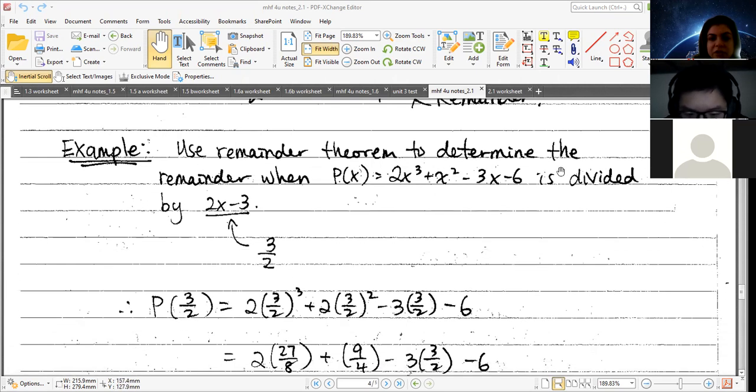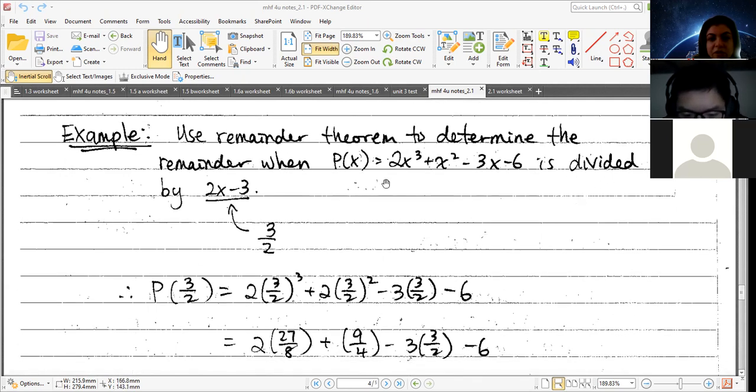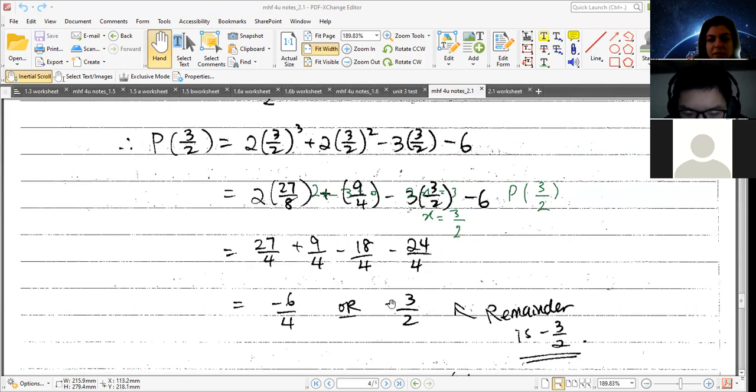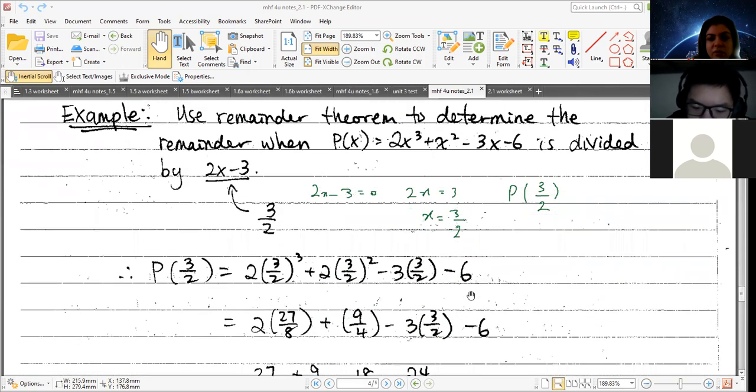Here's another example. Use the remainder theorem to determine the remainder when this one is divided by 2x minus 3. First, we have 2x minus 3. We need to find the zero of that. So 2x equals 3, x equals 3 over 2. And I need to find p of 3 over 2. P of 3 over 2 means that everywhere you see x, you put 3 over 2 and calculate it. As you see, the remainder becomes negative 3 over 2. Do you have any question, Theodore?